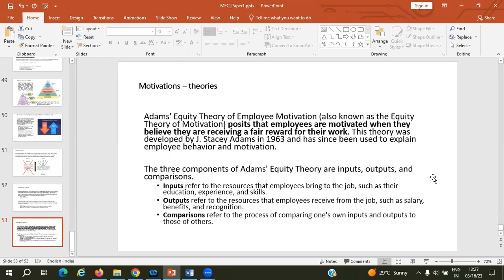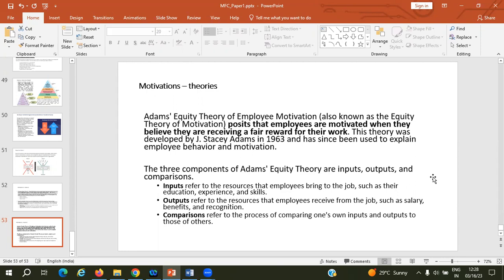If you do not get a proper payment, then you will not do that work. So you are always calculating your input. What is there in the input? Input means you are applying your qualification, applying your experience, applying your knowledge, applying your education. These are the input. Suppose you are working somewhere. That means you are applying all these things as input.